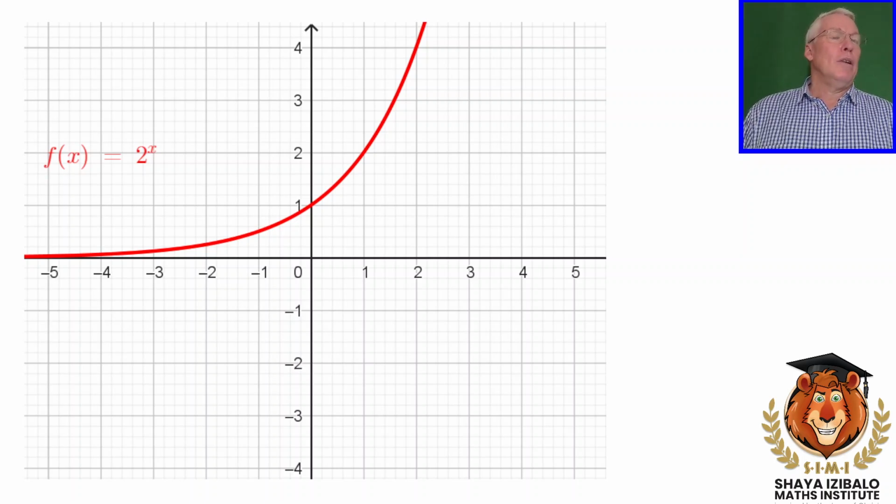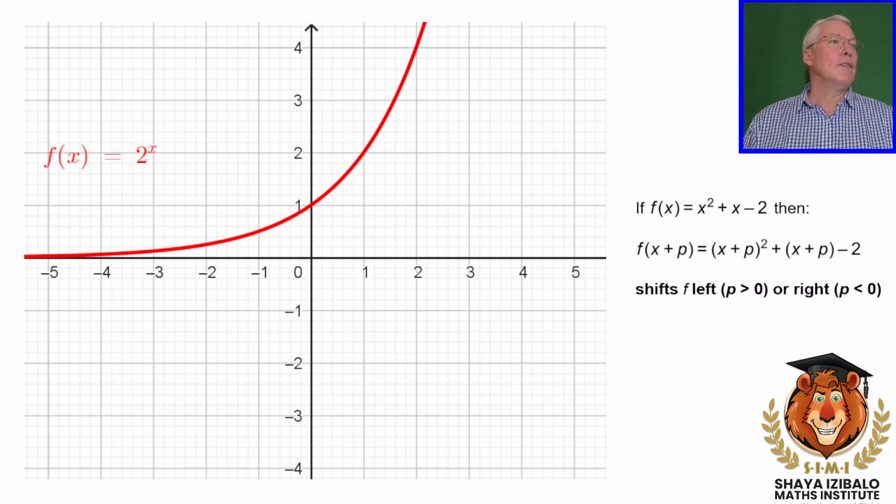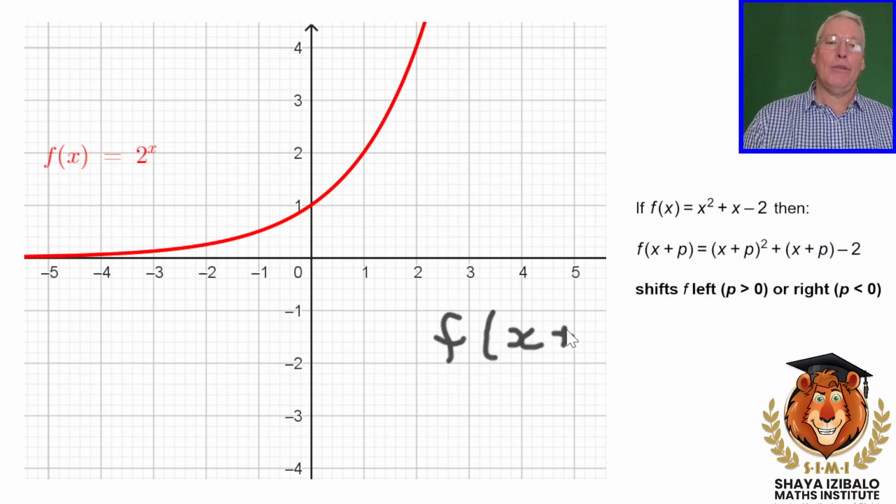Okay, so now we're going to look at the horizontal shift. And remember, the horizontal shift is where we add to the x value before we apply the function, right? So let's just look at a point here. Here's the point (1, 2). Now, if instead of drawing this function, we drew the function f of x plus 1.